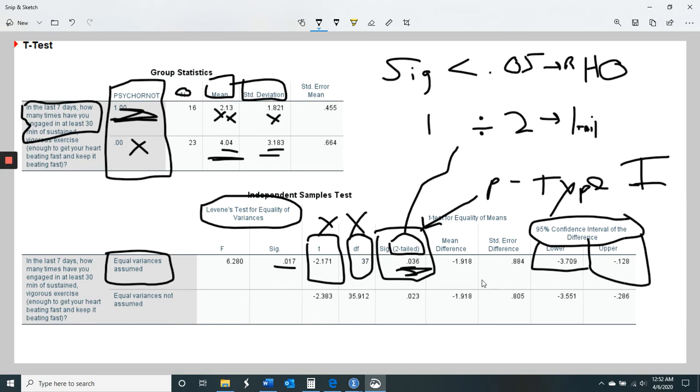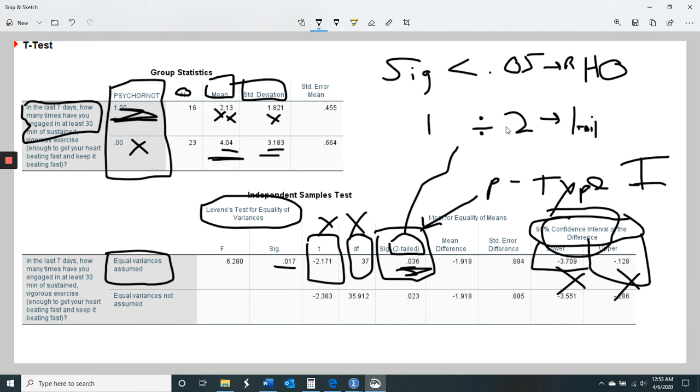Don't have to do effect size here. We don't have effect size. Next sentence, the 95 CI, which is right here, 95 CI was [negative 3.71, negative 1.3].